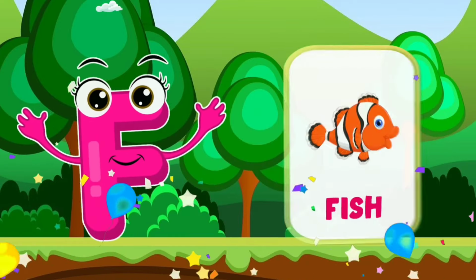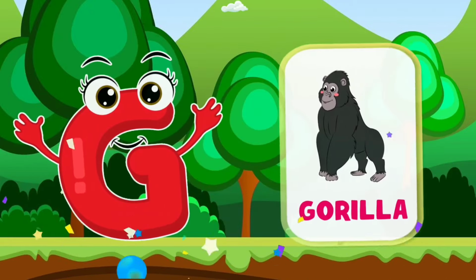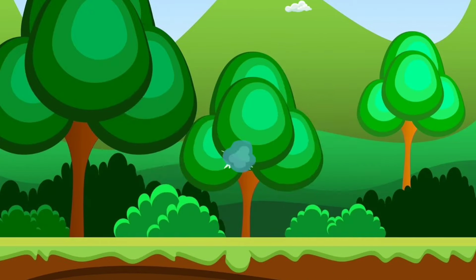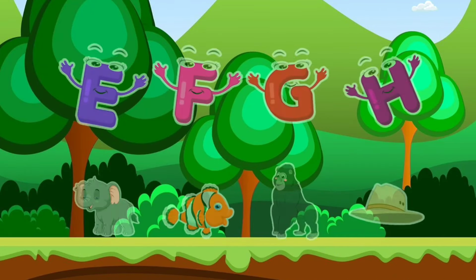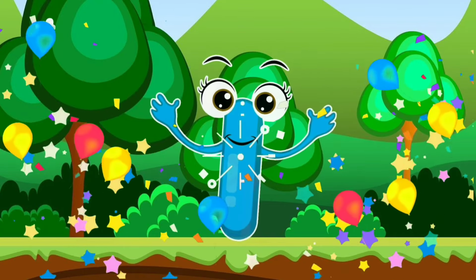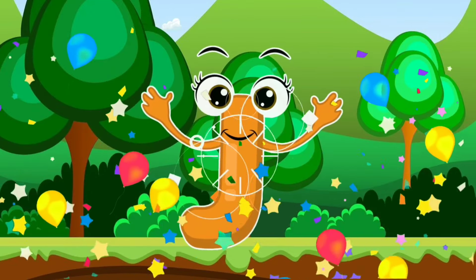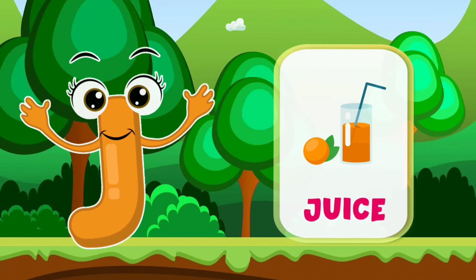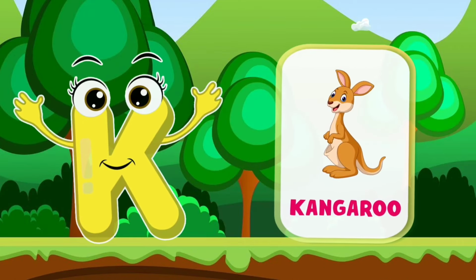E is for elephant, e, elephant. F is for fish, fish. G is for gorilla, the gorilla. H is for hat, hat. I is for igloo, igloo. J is for juice, juice.